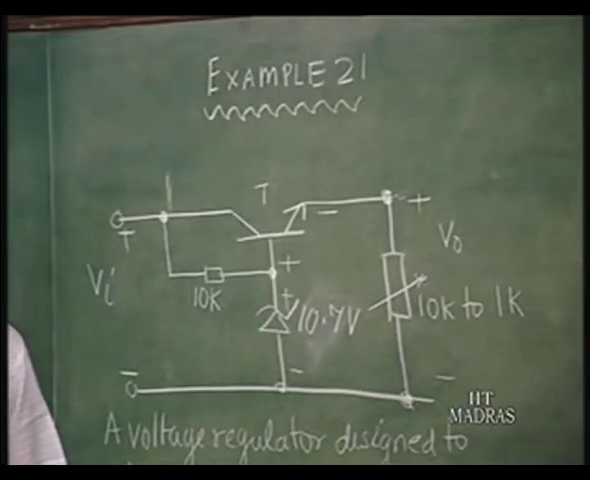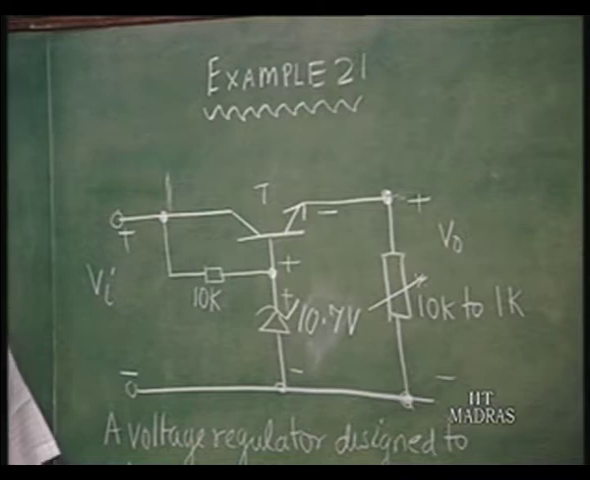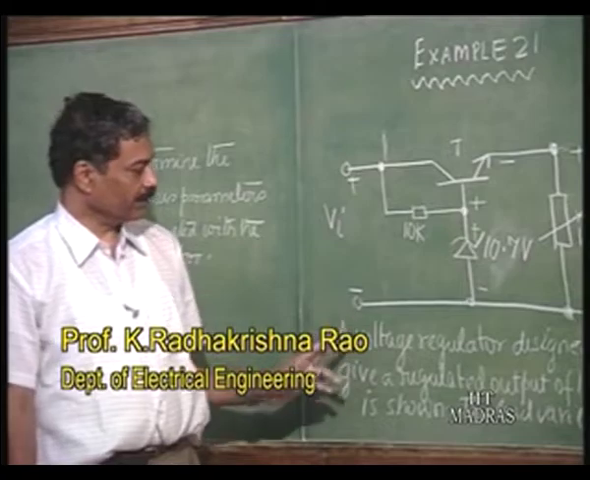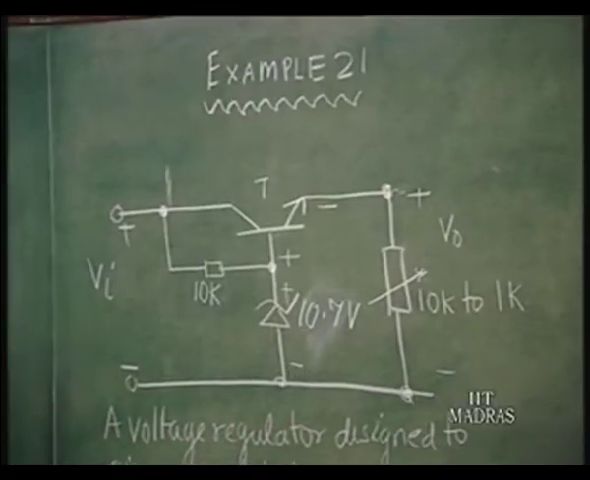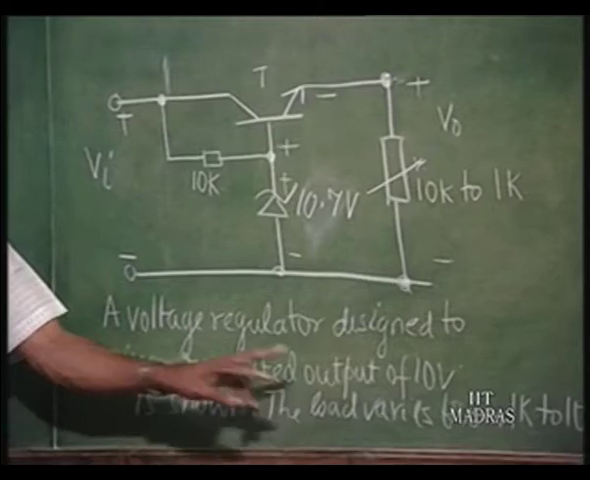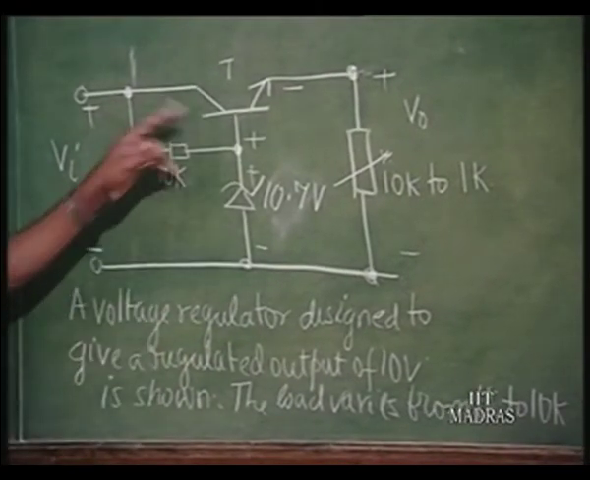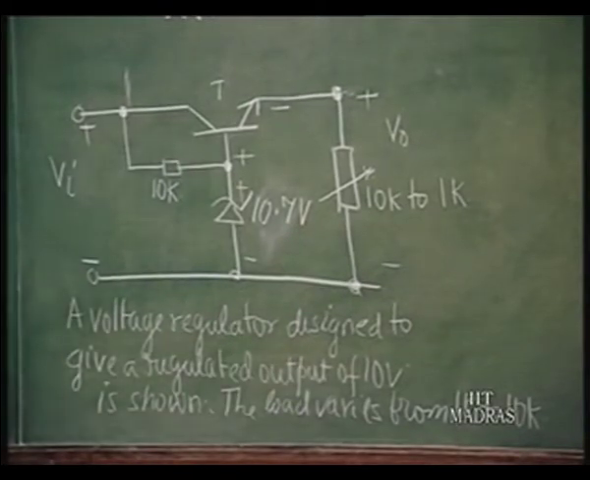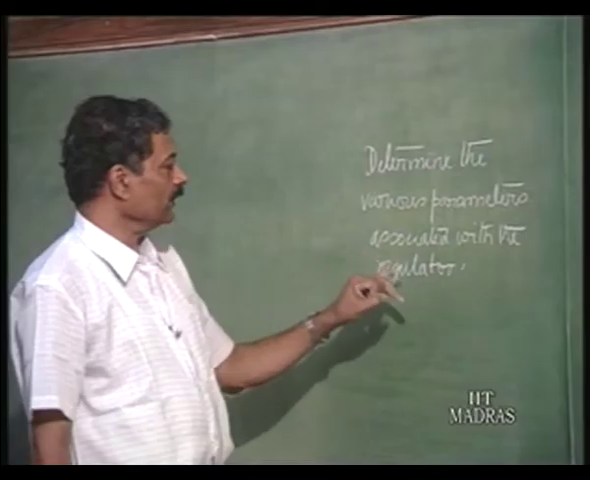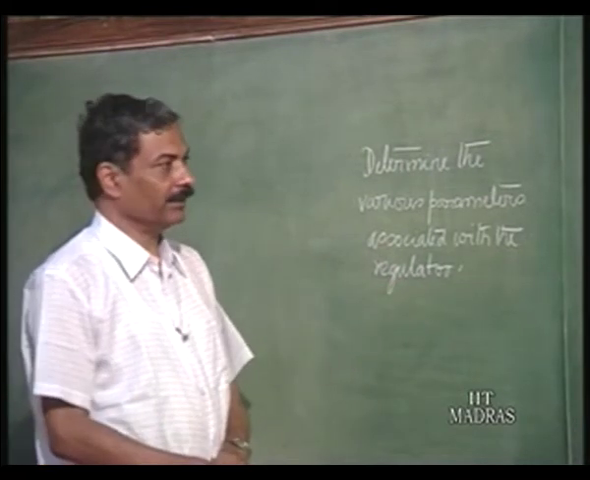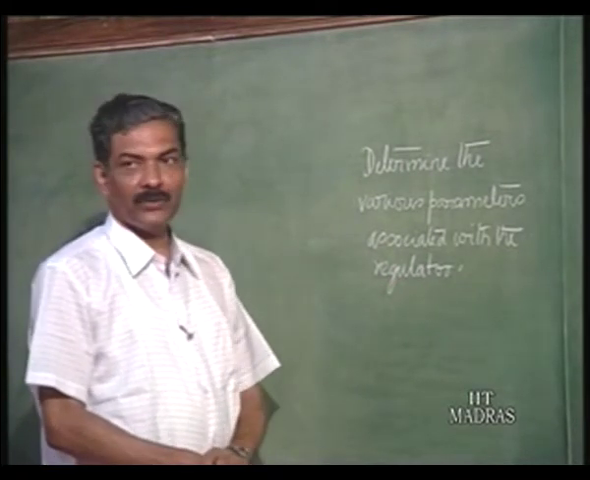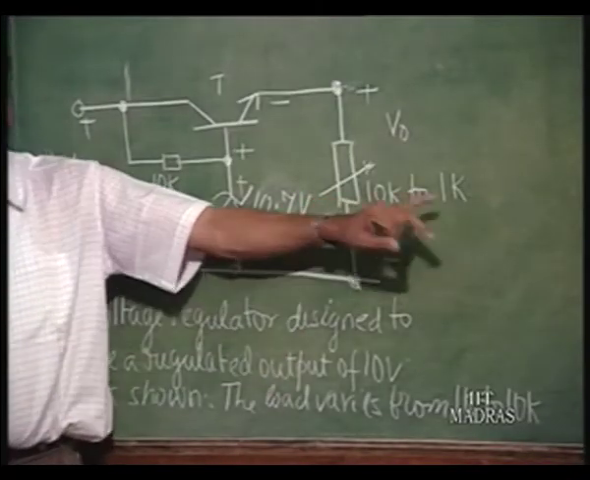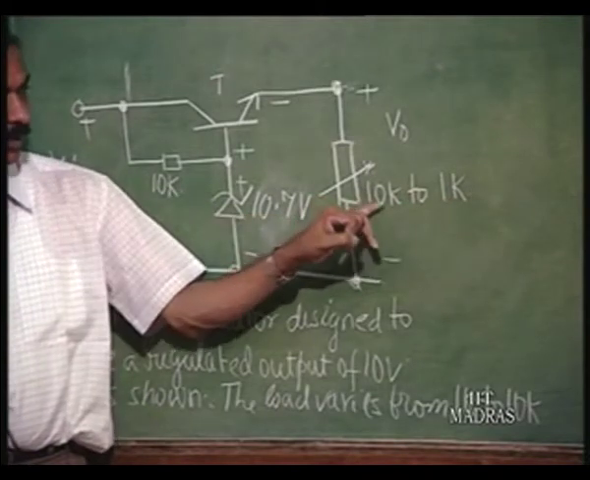In order to understand what we have discussed so far, let us see example 21, where the voltage regulator is designed. A voltage regulator designed to give a regulated output of 10 volts is shown in figure. The load varies from 1 k to 10 k. Determine the various parameters associated with the regulator. Let us try to understand this regulator, which has been made to work for a load variation of 1 k to 10 k.